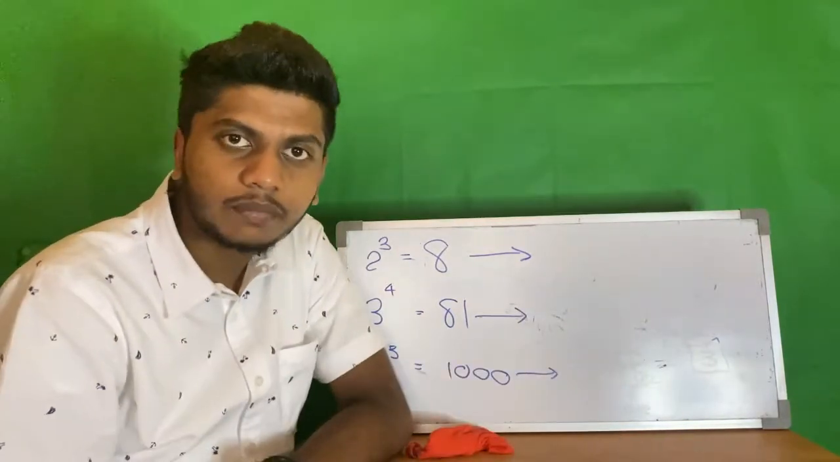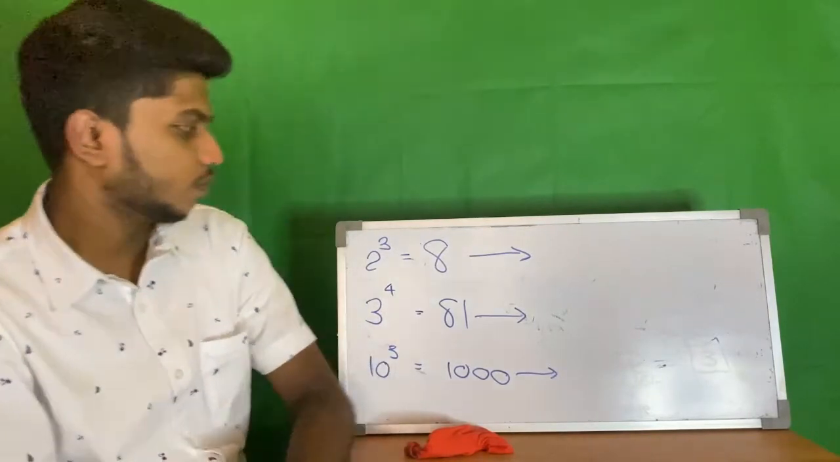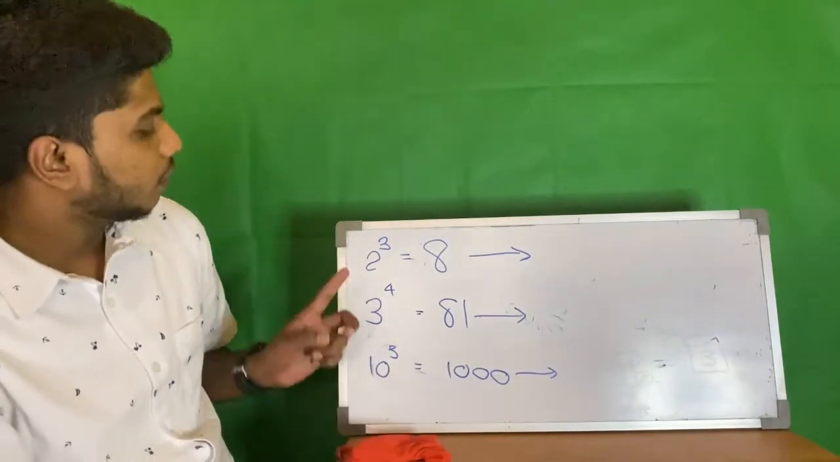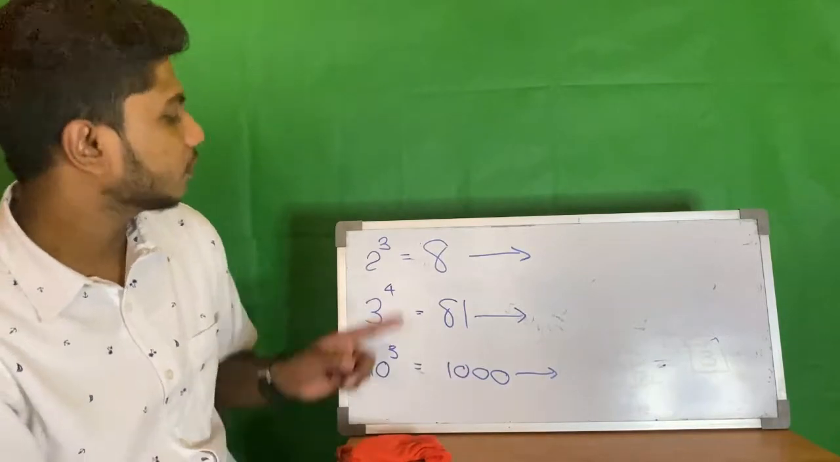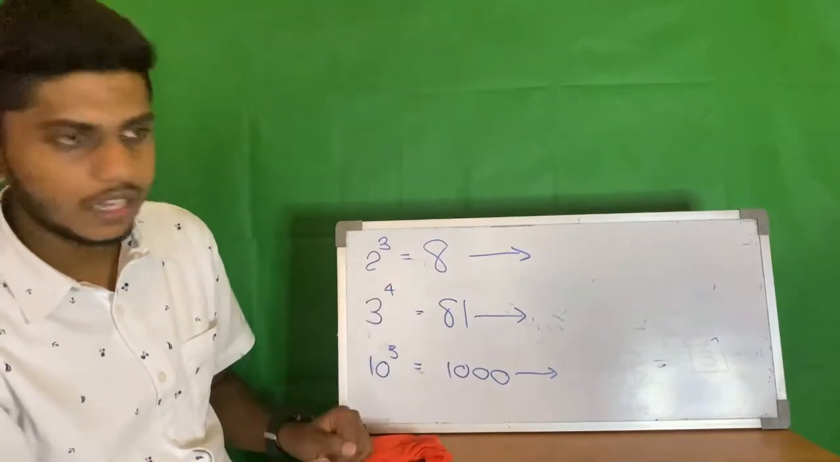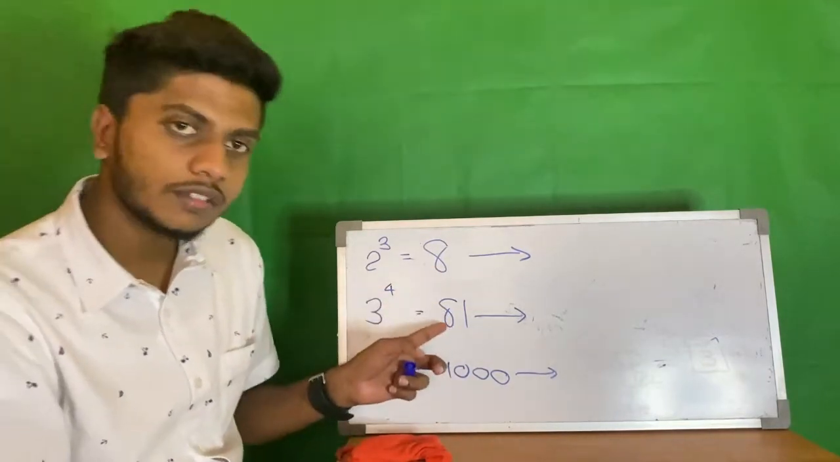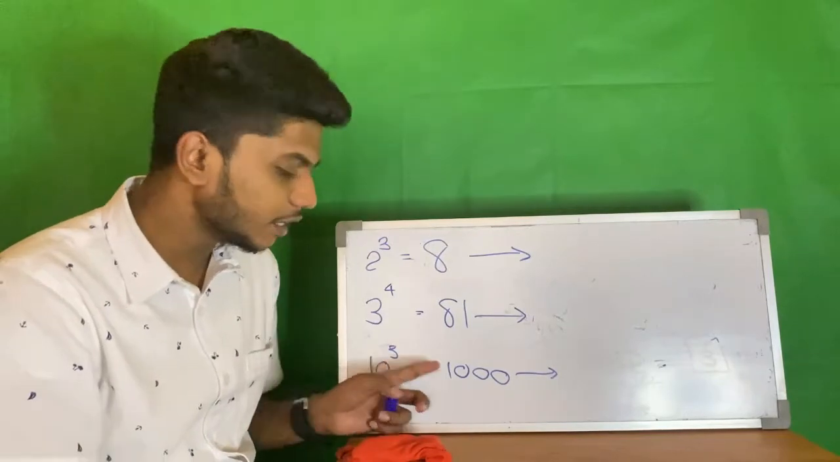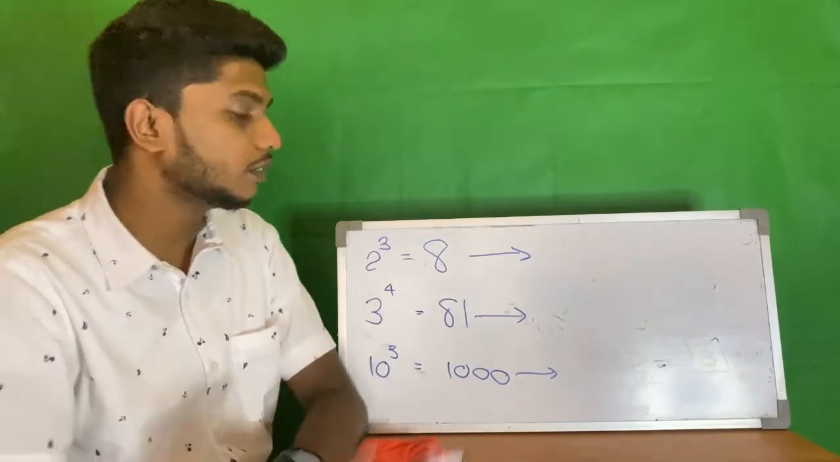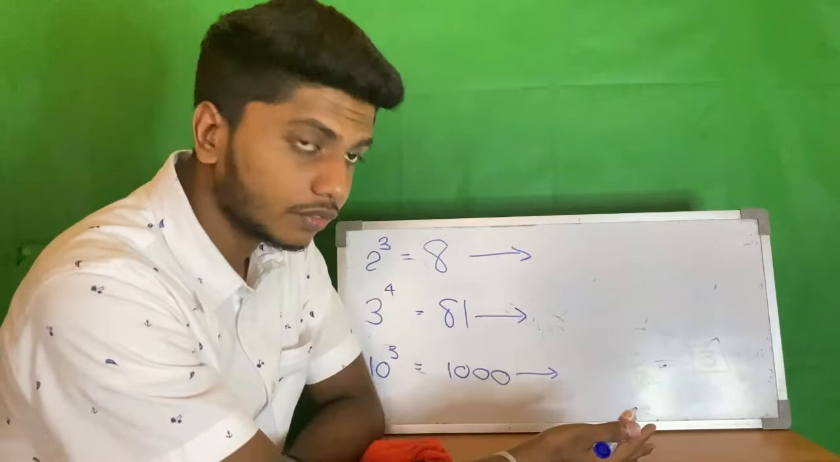So let's go for some exercises. I have three sums. 2 to the power 3 is 8. 3 to the power 4 is 81. 10 to the power 3 is 1000. So this is how you're going to write these things in terms of log.